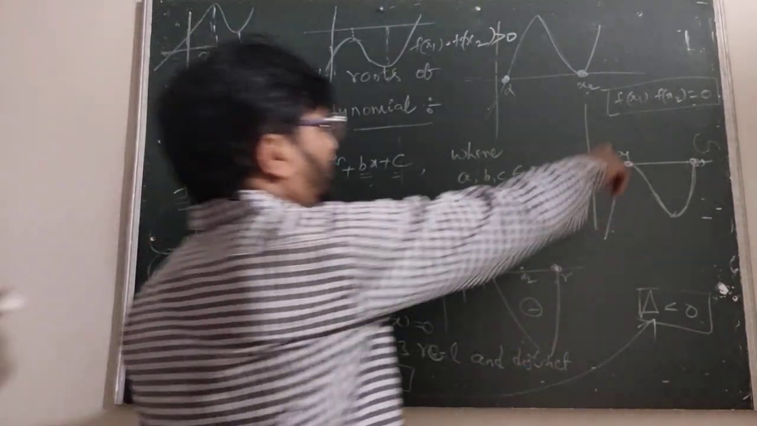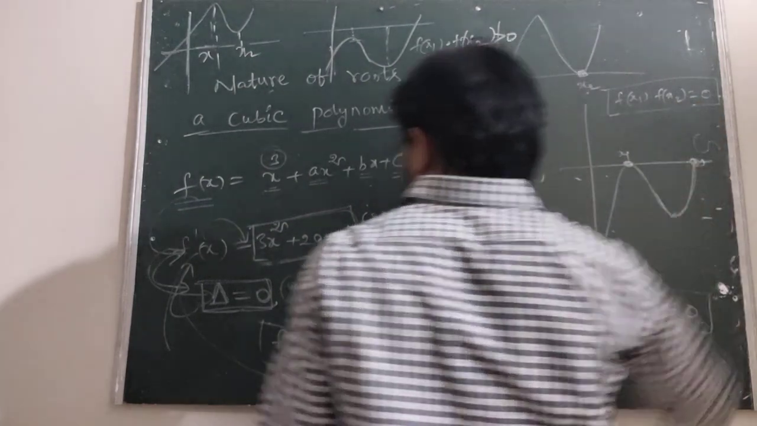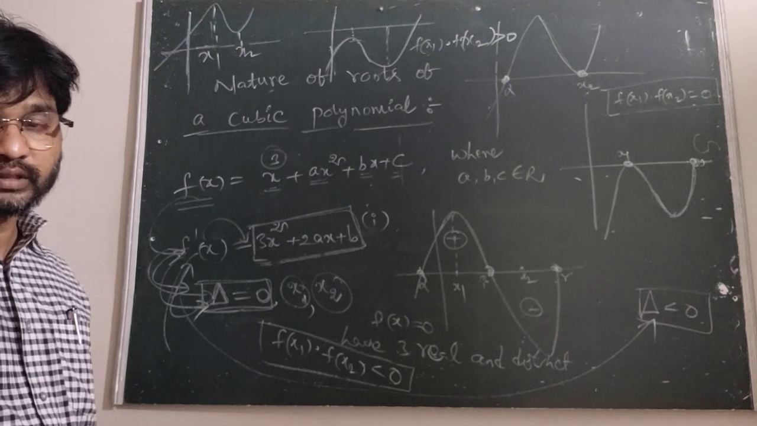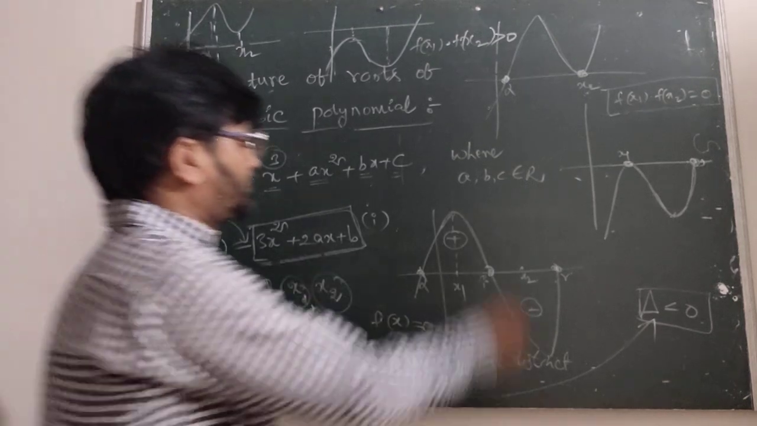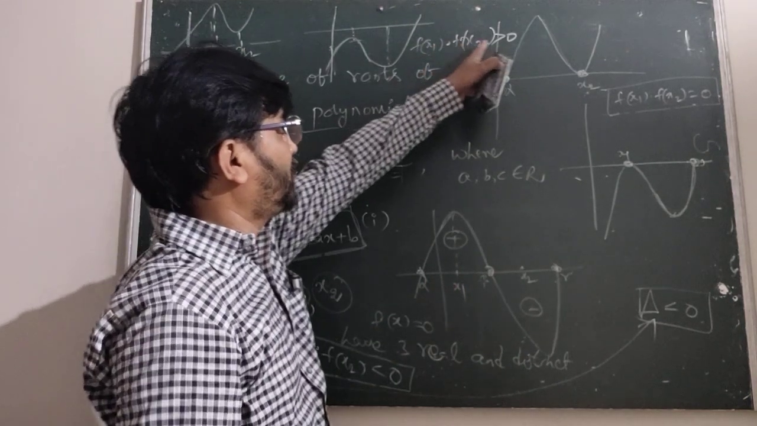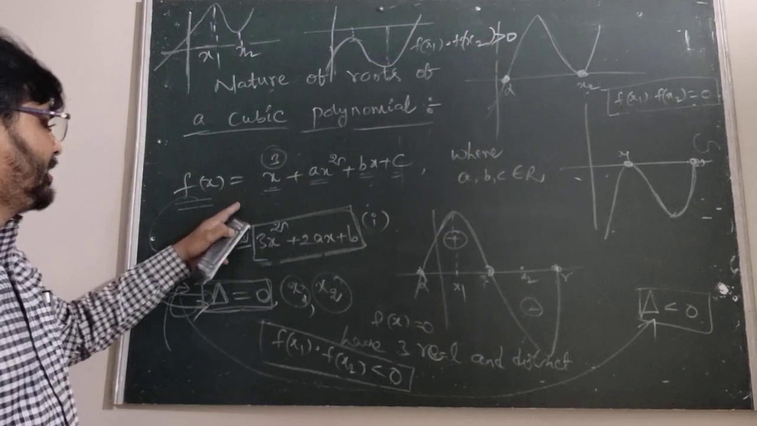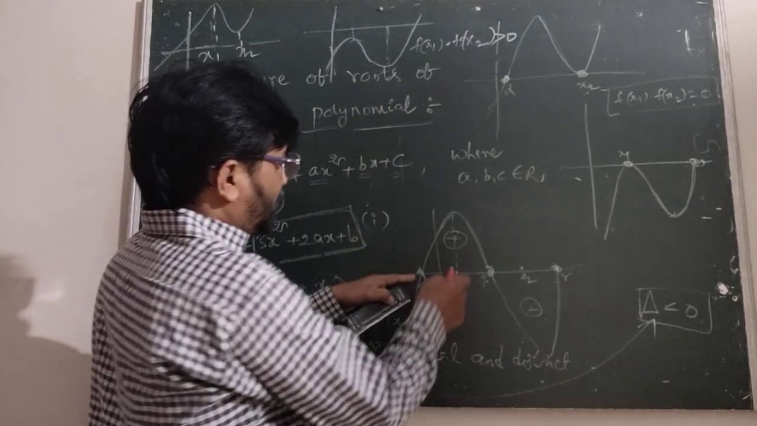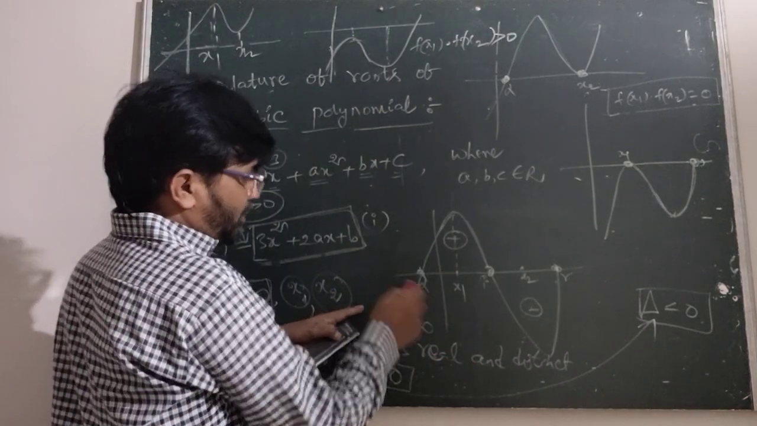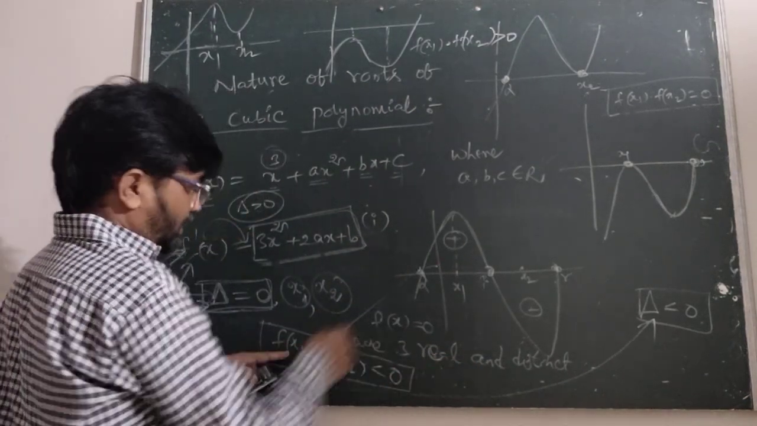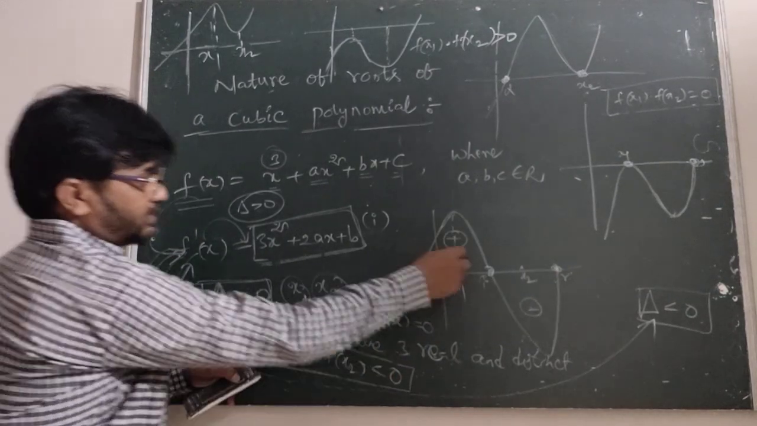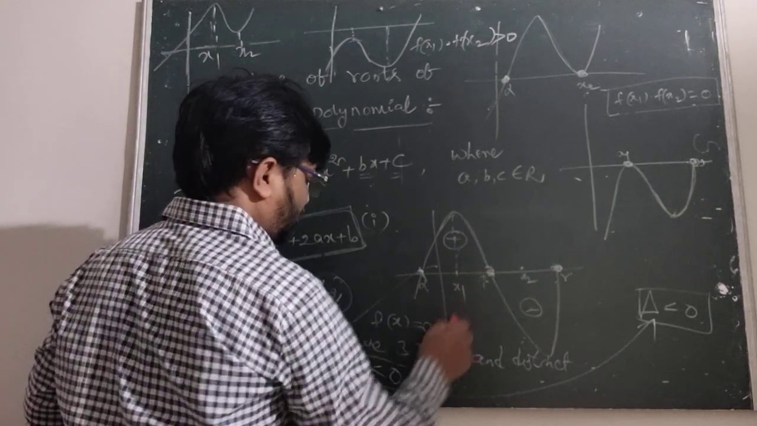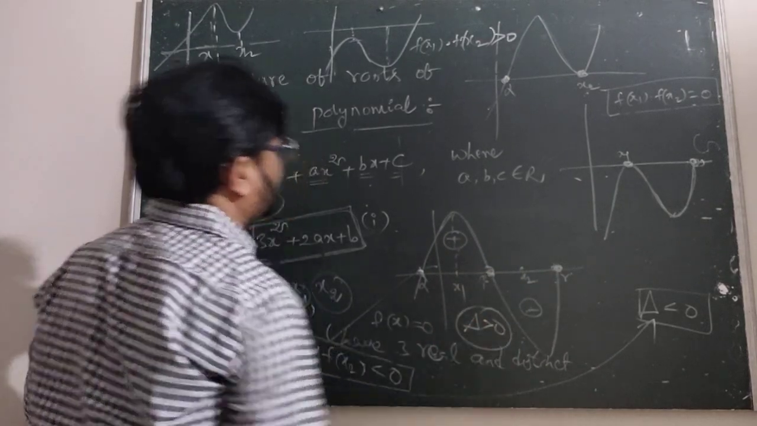If f of x1 into f of x2 is 0, the discriminant of f dash of x is 0. Therefore, if f of x1 into f of x2 is greater than 0, the discriminant must be less than 0. In this case, if f of x1 into f of x2 is less than 0, plus into minus, then in this case it has three real roots. In this case, the discriminant is greater than 0.